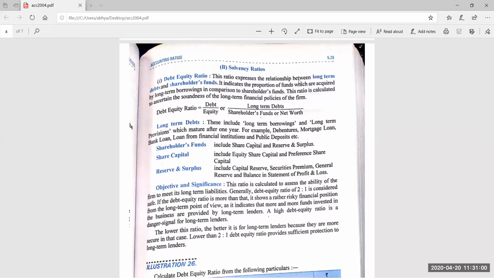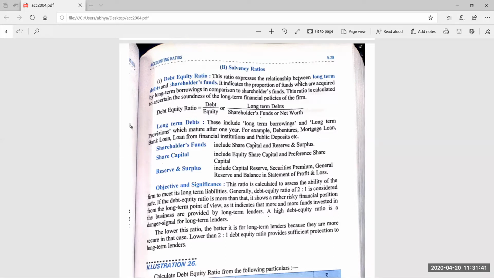It indicates that more and more funds invested in the business are provided by long term lenders. Yes, the ideal ratio for this is 2 is to 1. Okay, students. So 2 is to 1 means debt can be 2 times the equity. If this ratio is higher, suppose it is 4 is to 1, it means this is not a good position for lenders. Lenders will not be ready to lend more money to the business. Already the ratio is high.